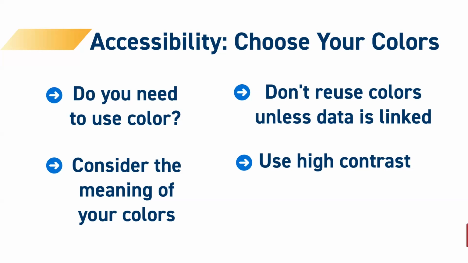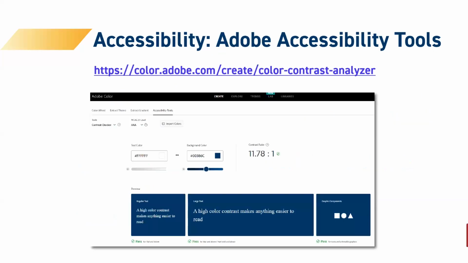And another thing to think about with color is using high contrast colors. A great tool for that is the color contrast analyzer available through color.adobe.com. You can enter the hex codes for the colors that you have chosen, and it will give you a score about the contrast ratio. It will tell you whether it is accessible to folks with low vision, and whether it's accessible in small font, in large font, in graphic elements, because those might be different for some color combinations.